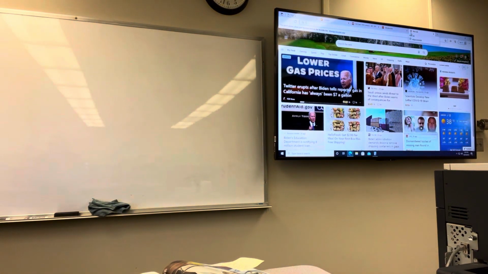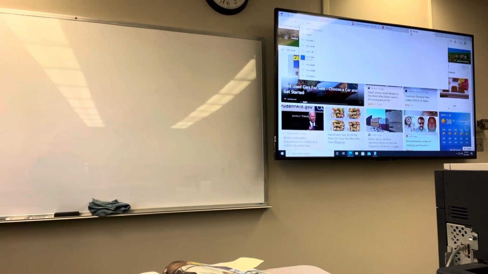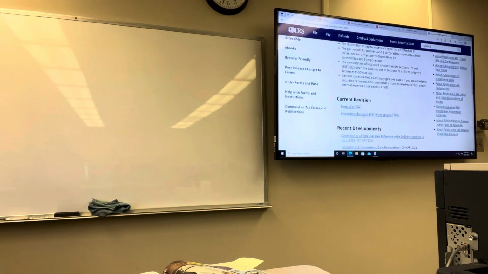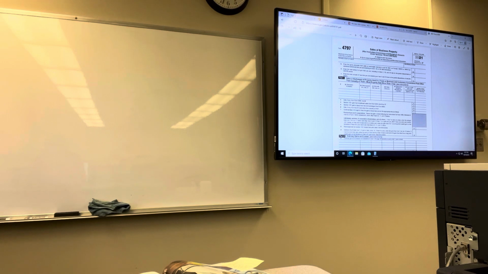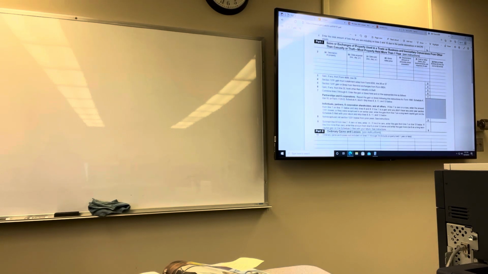Because this is one of the forms that we're going to be using in this chapter. We're using a couple of different forms, actually several forms. Form 4797 pertains to the sale of business property. And you'll see there are several different sections to this.